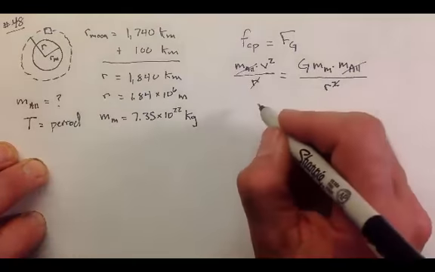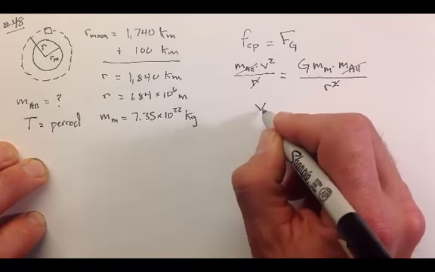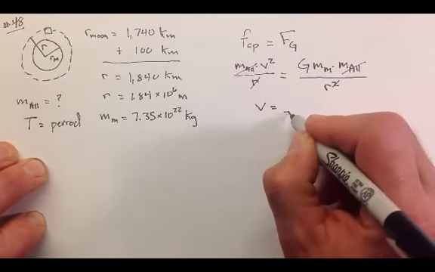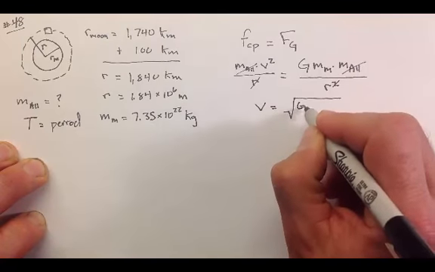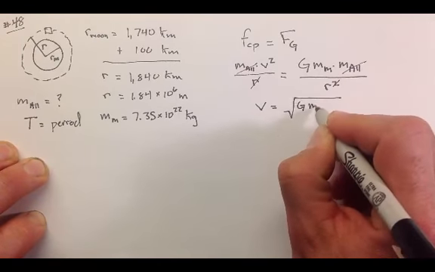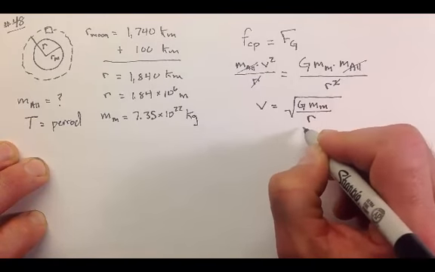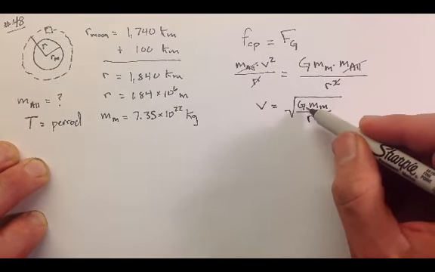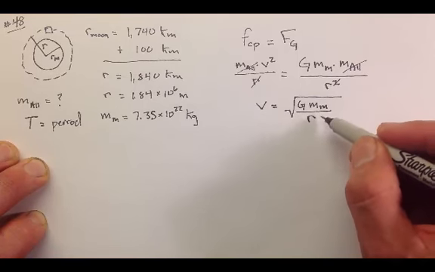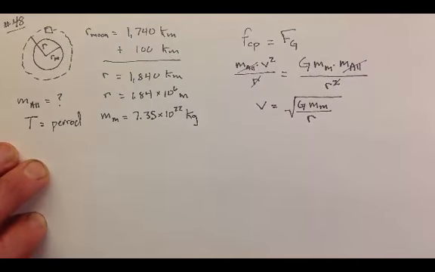So I can at least figure out the speed at which Apollo 11 is orbiting the moon, okay? So the speed at which they're orbiting is equal to big G, the universal constant, times the mass of the moon, over the radius of the orbit as measured from the center of mass of the moon.